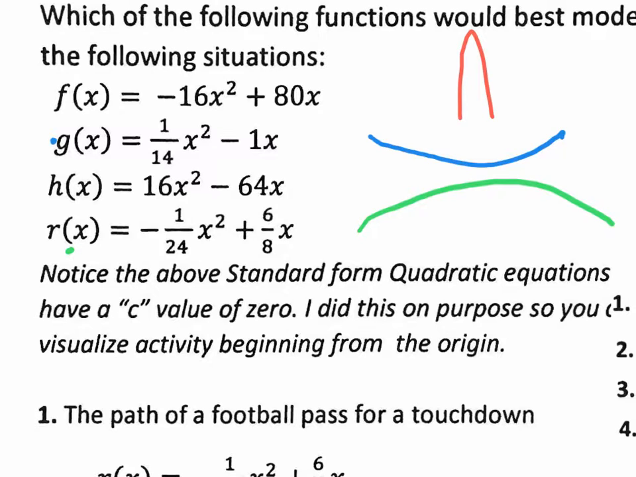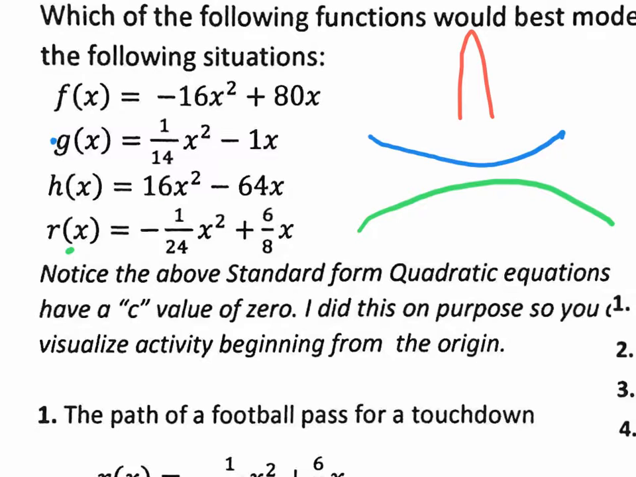So everybody write down, right underneath number 1, r of x is -1/24 x squared plus 6/8 x. That's your answer for the path of a football pass for a touchdown. Or you could draw an arrow if you want. If you already have it listed up there, you could just draw an arrow to show that that's the one that is your answer. So let's move on to number 2.